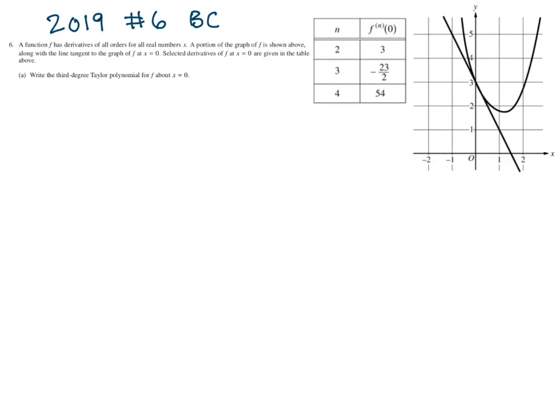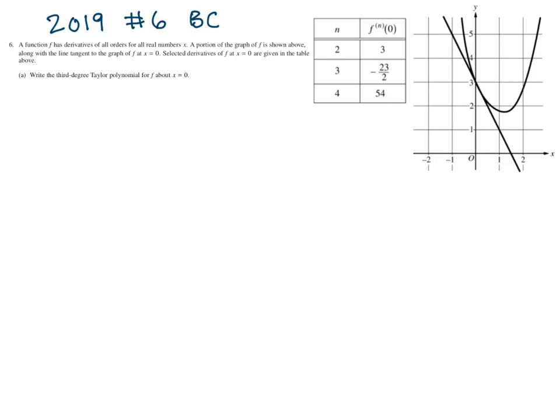So in this video, we're going to look at 2019, number 6, BC question, the Taylor-Maclaurin question for this year. They give us a function f that has derivatives of all orders for all real numbers of x. They give us a part of the graph of f to the right, and they tell us that the tangent line is also given.